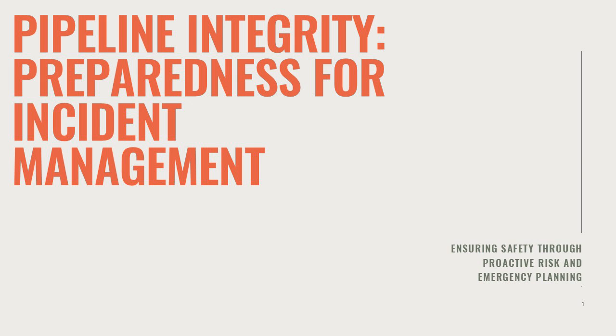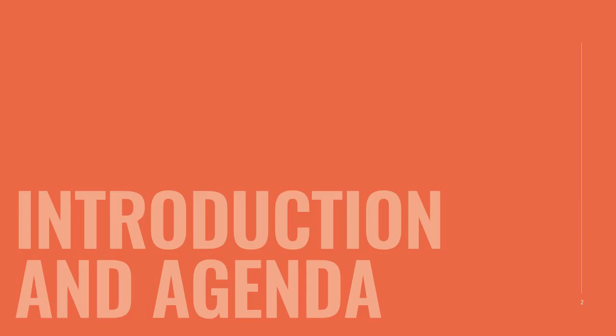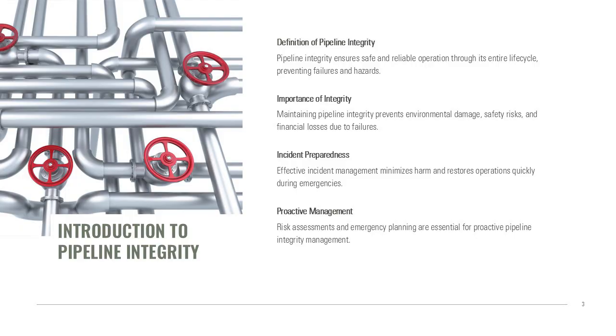Pipeline integrity, preparedness for incident management, ensuring safety through proactive risk and emergency planning. Introduction to pipeline integrity, agenda overview. Pipeline integrity refers to the ability of a pipeline system to operate safely and reliably throughout its lifecycle.